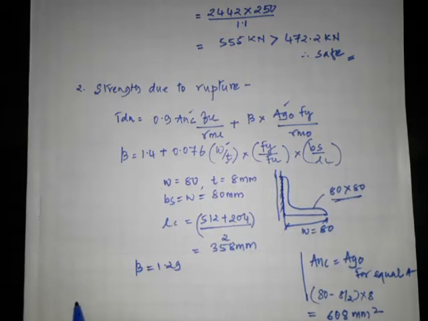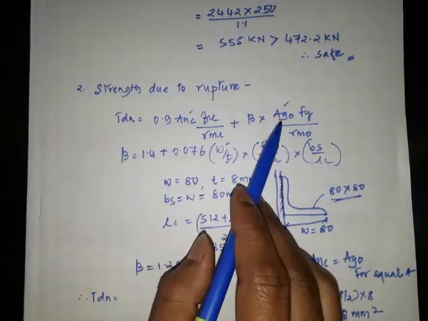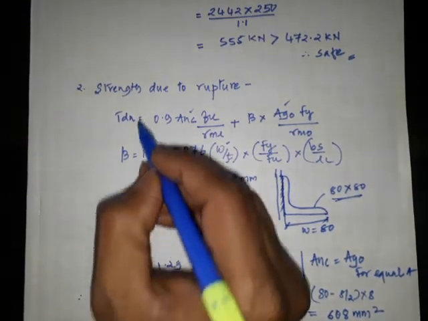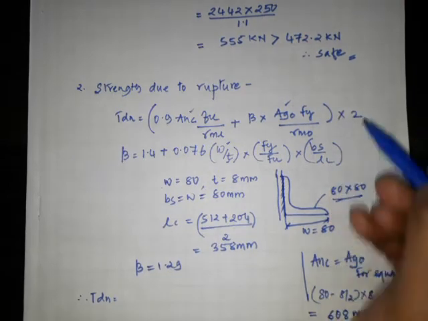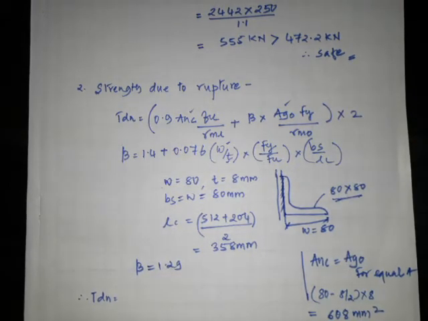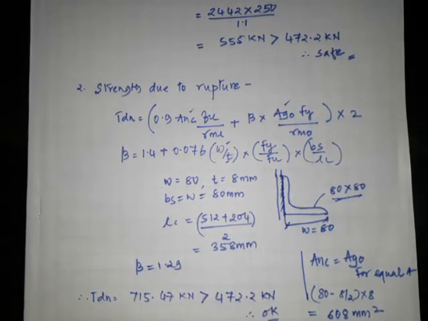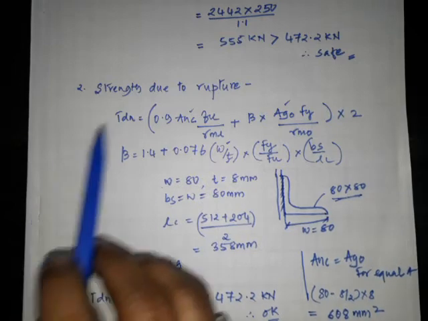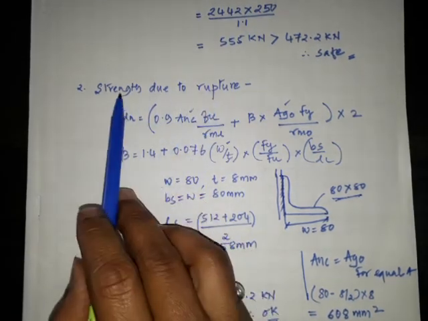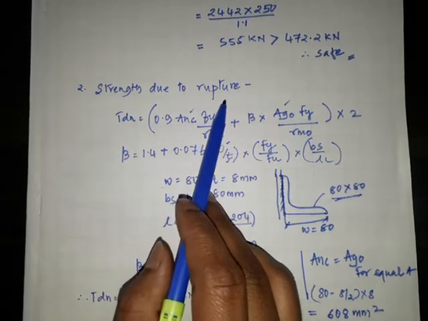After getting this, you have to come back and substitute here. So we get the TDN, and you have to multiply by 2 because we are using two angles back to back. Here we get 715.47 kilonewton, which is again more than 472.2 kilonewton. Therefore it is okay. So again it is safe in the second criteria, that is strain due to rupture.